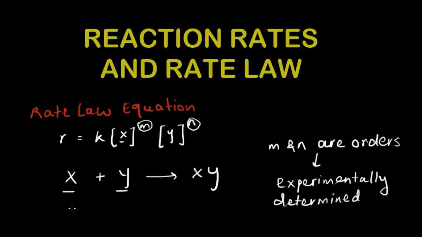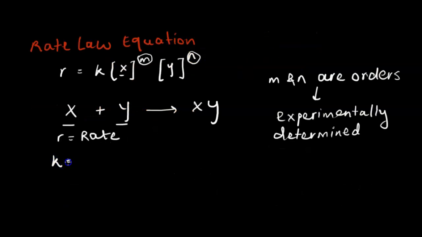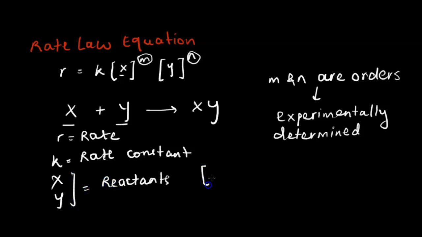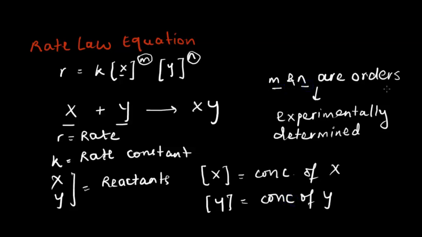Here lowercase r represents the rate, k represents the rate constant, and X and Y are the reactants. We know that when we put a square bracket around anything, that's called concentration. So this is the concentration of X, this means the concentration of Y, and m and n we already described. They are the orders of the reaction. Always remember, rate is affected by the rate constant, by the X concentration and Y concentration, or we can say by the concentration of the reactants, and it is also affected by the order of the reactants.